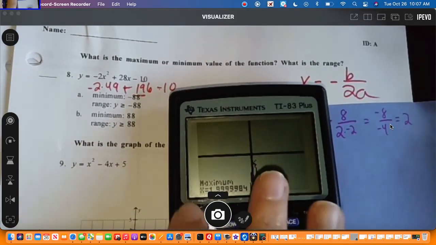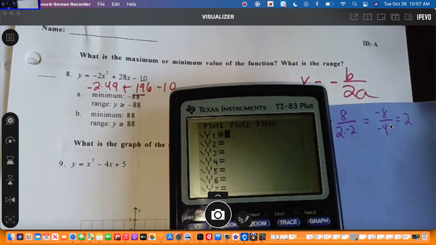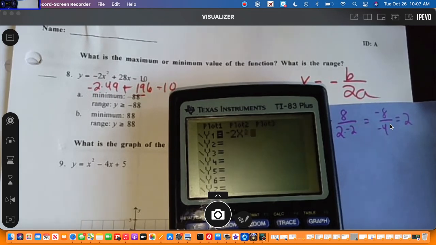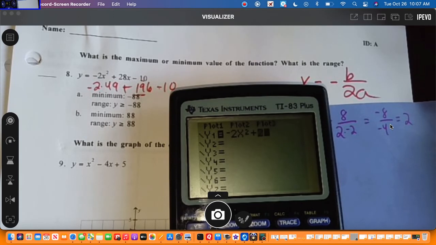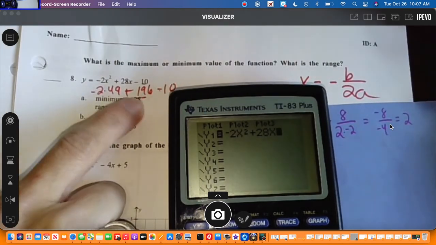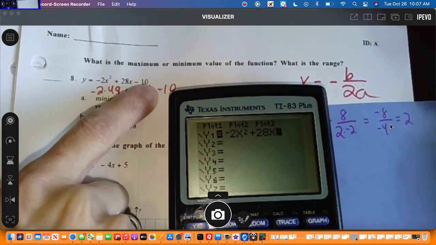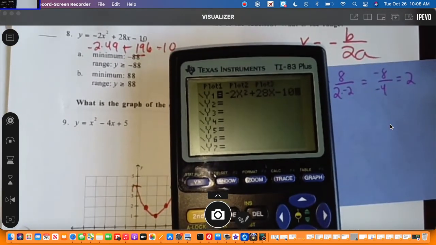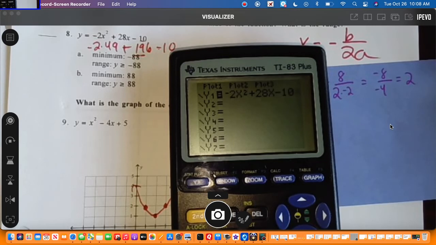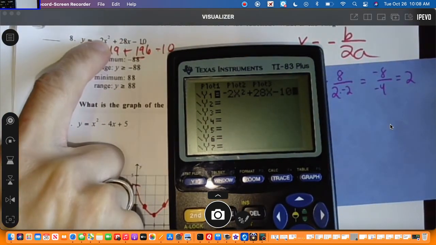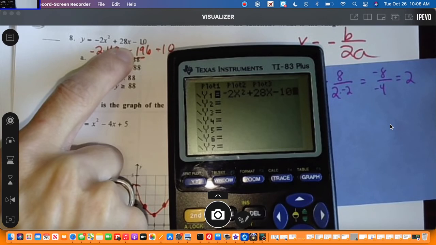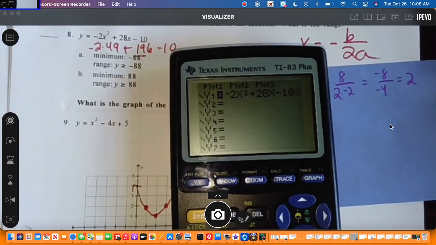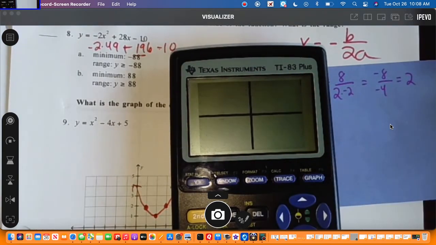Let's just graph it. Go to y equals. What am I going to type in? Negative 2x squared plus 28x minus 10. Ignore my red numbers. I'm just typing this in, and that's a minus 10. So I'm going to graph it, but you're not going to see it. Okay? So press graph. You might see some of it.